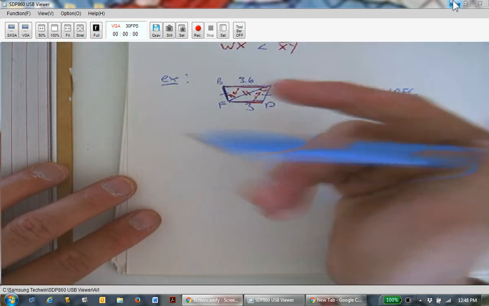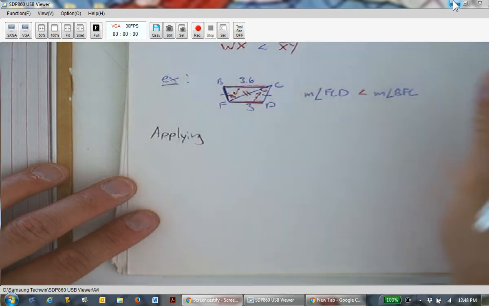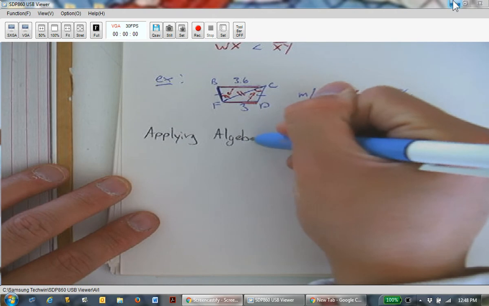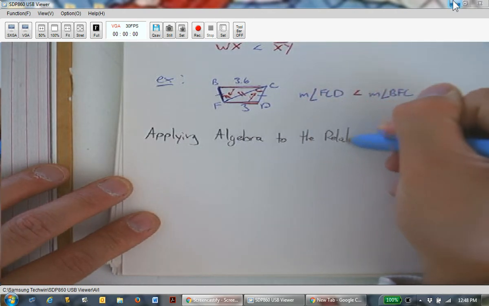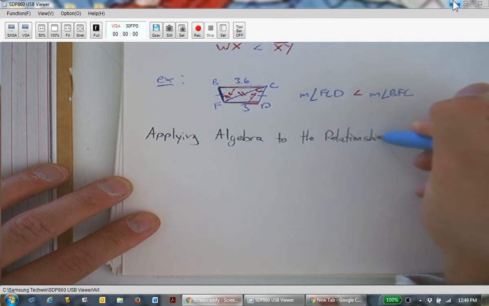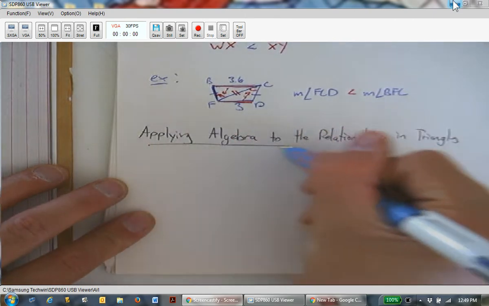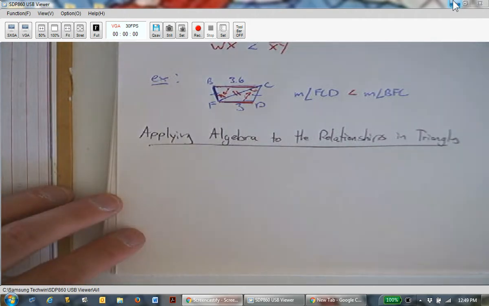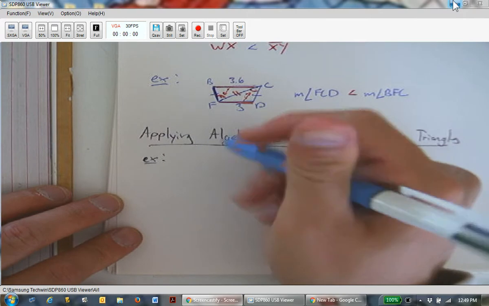So the next one is going to be applying. This new section, it's going to be 7-6 still, but we're going to be applying algebra to the relationships in triangles, right? Applying algebra to the relationships in triangles. Using what you know about the Hinge theorem, here is an example problem that we're supposed to solve.